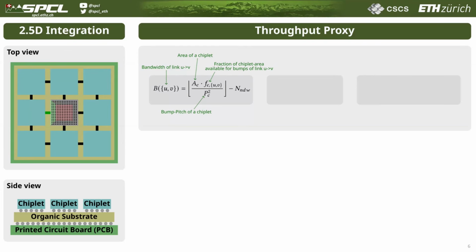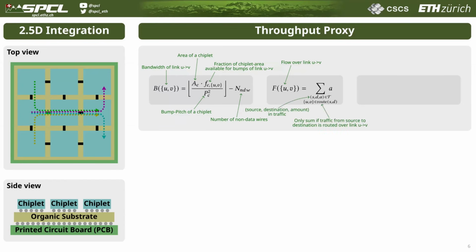To now get the bandwidth of the link, we have to subtract the number of non-data wires that are used for clock or handshake. In a second step, we estimate the total flow over this link. And to do this, we build the sum over all paths in our traffic. So here, say we have a known traffic pattern or we have a known trace of a target application. And what we do now is we build the sum over all flows in this traffic that use our green link that we are interested in.